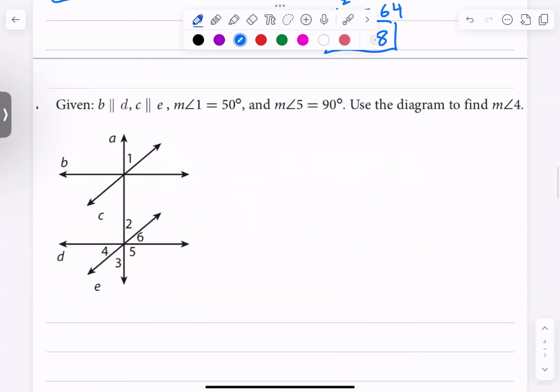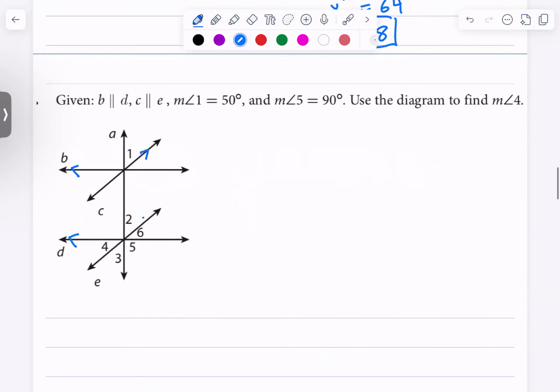What is this? We're given that line B is parallel to line D. Line C is parallel to line E. Measure of angle 1 is 50. Measure of angle 5 is 90. Solve for angle 4.